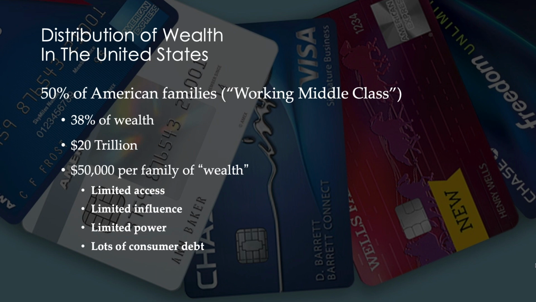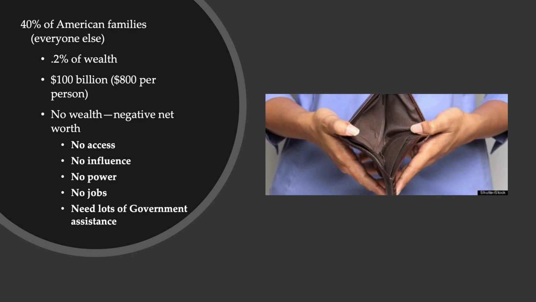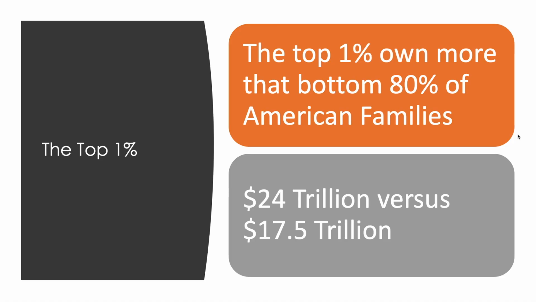Right now we're all kind of working here. It's just very limited influence. We're working a lot, and we're funding a lot of lifestyle through consumer debt. Although these credit cards are nice to have, they do come at a price, my friends. And of course, that's the toughest part right there. 40% of American families, everyone else, have absolutely nothing, really. No access, no influence, no power. A lot of government assistance, and a hard time getting the careers that they want.